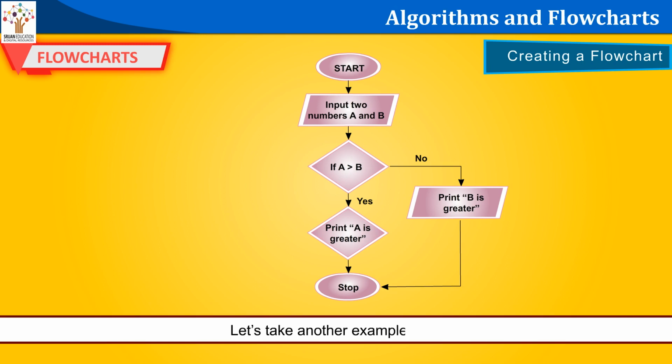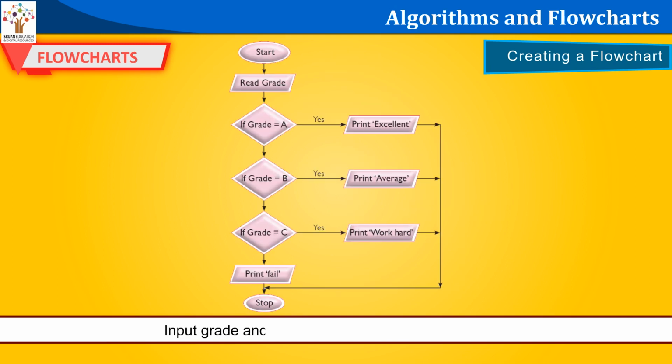Let's take another example now. Input grade and check its condition to print a remark. If grade equal to A, then print excellent. If grade equal to B, then print average. If grade equal to C, then print work hard. Else print fail. The flowchart is shown on the right.